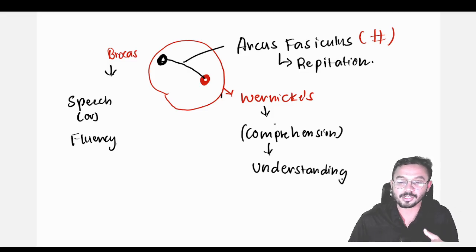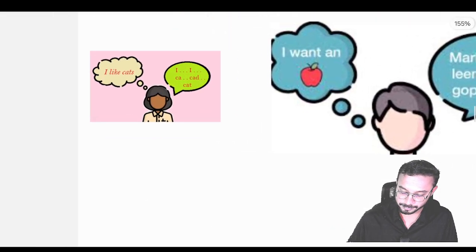If I tell you to repeat the words, you can repeat. That repetition is done by the arcuate fasciculus. Okay, so this is very important. I will show you the diagram.